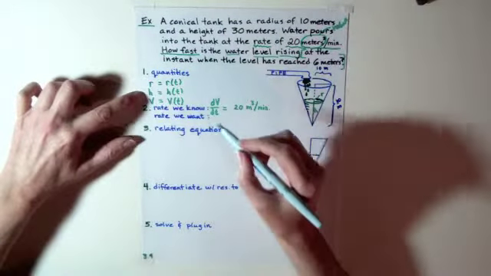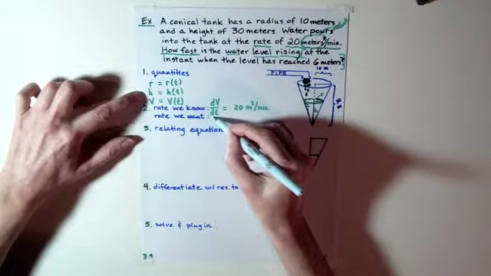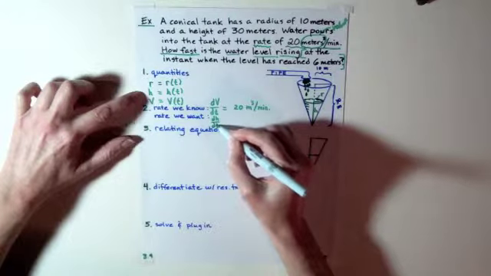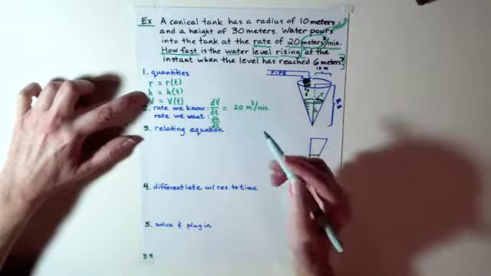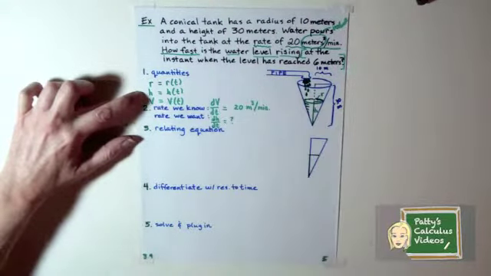So they want us to know how fast h is changing. h is a function of t, so really they want to know what's dh/dt? How fast is the height changing with respect to time? So that's what we want to figure out. You can even put a little question mark there. That's what we're looking for.